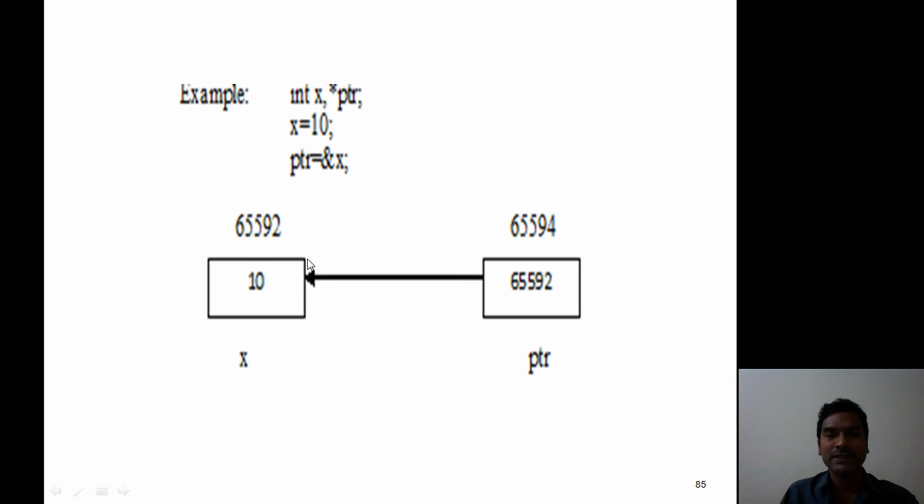Now this is the memory allocation. Now x and ptr. x holds 10. Now ptr holds the address of x. Here the address of x is 65592. This value is stored inside ptr. When this value is stored inside ptr, automatically there is a link from ptr to x. Here ptr indirectly points to x. Hence, the value of x can also be accessed with the help of ptr. Now how is it possible?